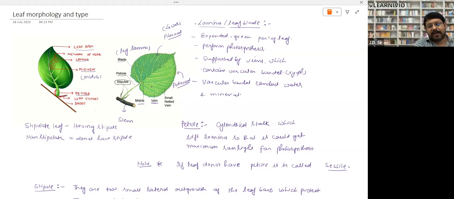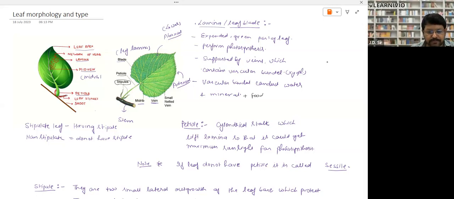Leaf blade or leaf lamina is the expanded green part of the leaf, and its main function is to perform photosynthesis. Whatever the NEET question, either I will mark it or I will let you note it down, right? They are supported by veins, which contain the vascular bundle, xylem and phloem. Vascular bundle conducts water and minerals plus food.